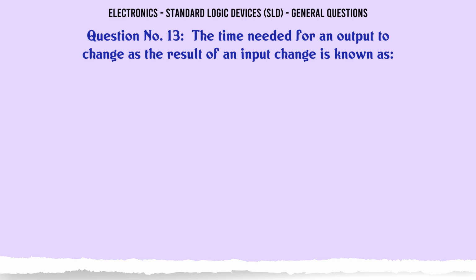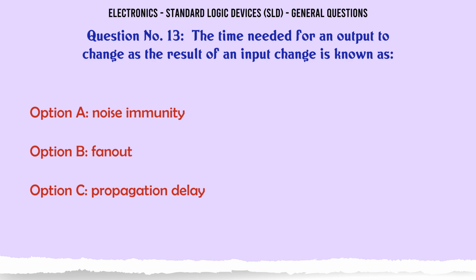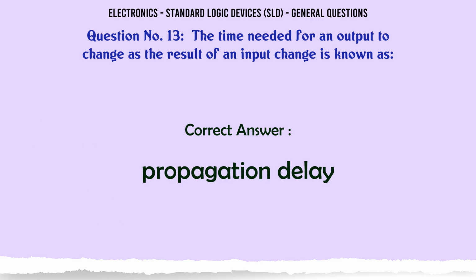The time needed for an output to change as the result of an input change is known as: A. Noise immunity. B. Fan-out. C. Propagation delay. D. Rise time. The correct answer is propagation delay.